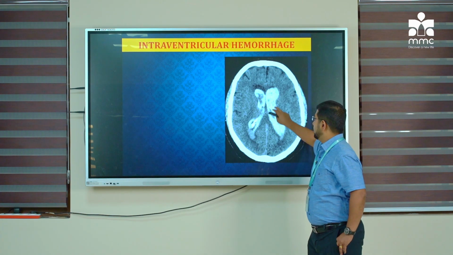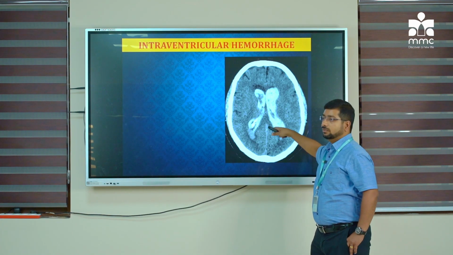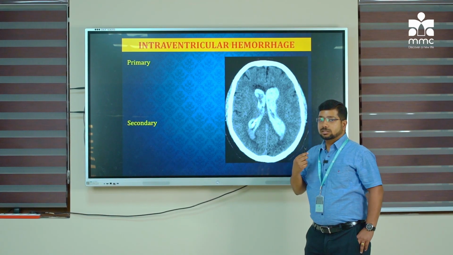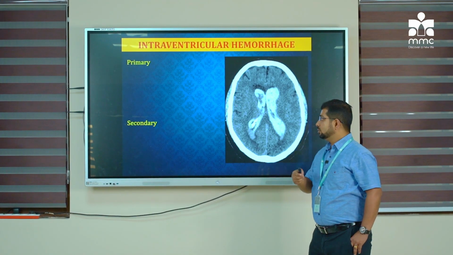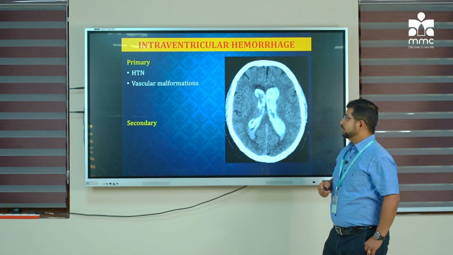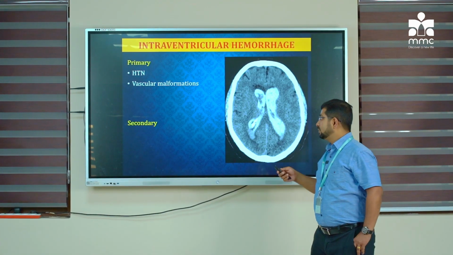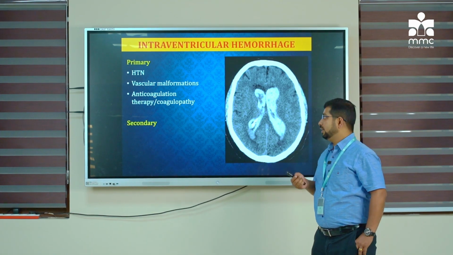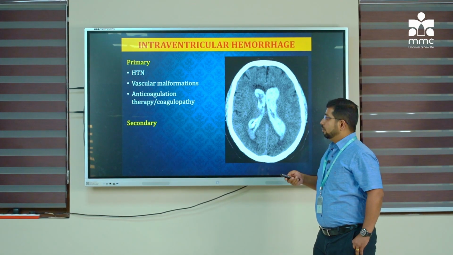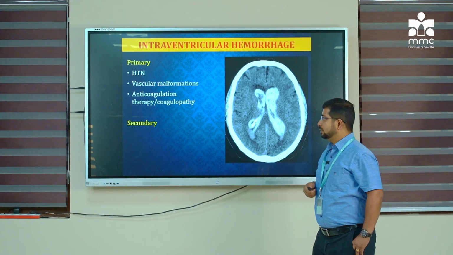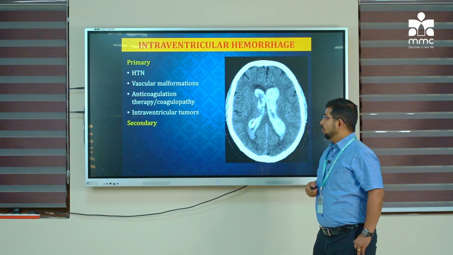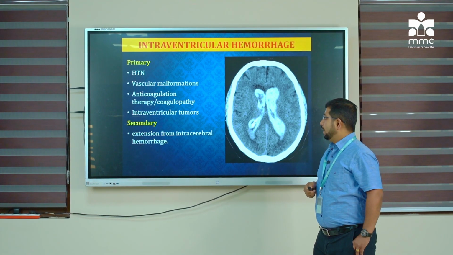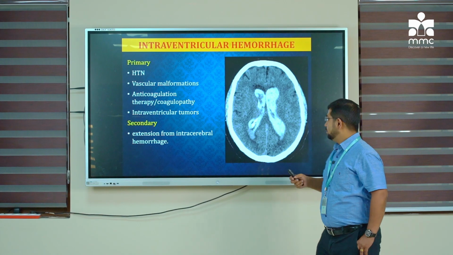So we can see the right and left lateral ventricles are filled with hemorrhage here. Intraventricular hemorrhage occurs due to primary causes and secondary causes. Primary causes include hypertension. A hypertensive bleed can have intraventricular hemorrhage. Vascular malformations, when they bleed or rupture; when the patient is on anticoagulation therapy or has coagulopathy; or intraventricular tumors which bleed, again intraventricular hemorrhage can occur. And it can extend from an intraparenchymal hemorrhage.